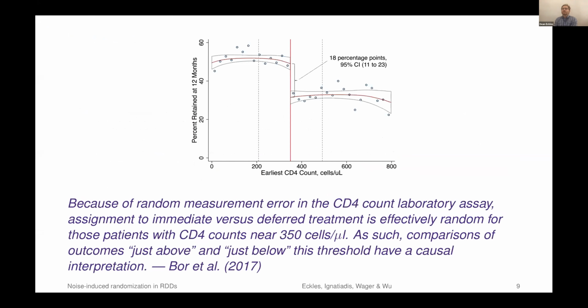So here, returning to this example with CD4 counts, Bor et al. write that because there's random measurement error in these CD4 counts, right? People's blood is just being sampled. We don't take all of their blood, right? Whether they get this immediate treatment, whether they qualify for immediate ART, or whether they get deferred ART, is effectively random for people who have CD4 counts right near this threshold. And there's this appeal to measurement error, right? But I think it's a little unclear, okay, exactly how large is this area around this threshold?